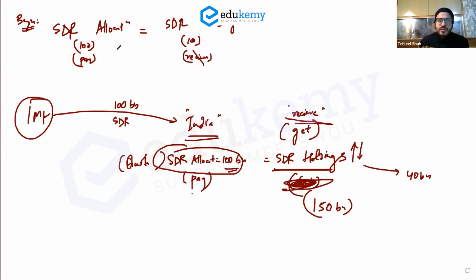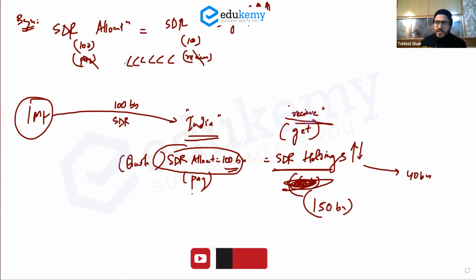तो ये आपका दोनों कट हो जाता है. You're not receiving anything, net के हिसाब से. But later on, slowly and gradually, countries' holdings might increase. If countries' holdings increase, they can get higher interest payments. Their SDR holding बढ़ गई और allocation कम है.